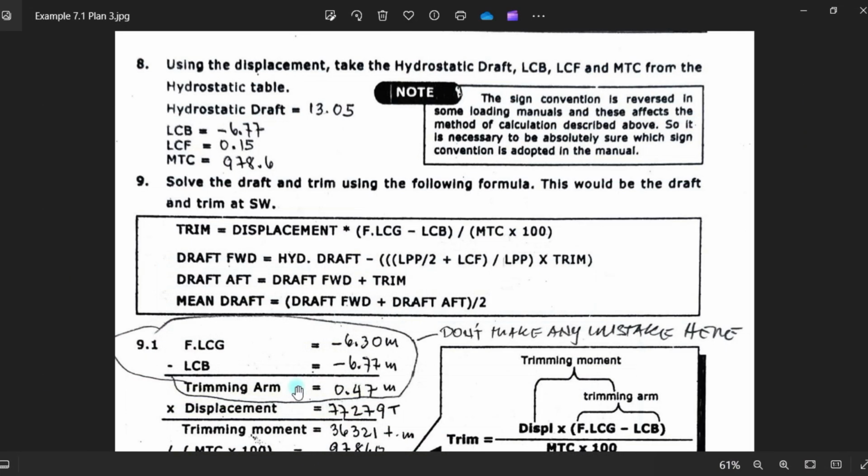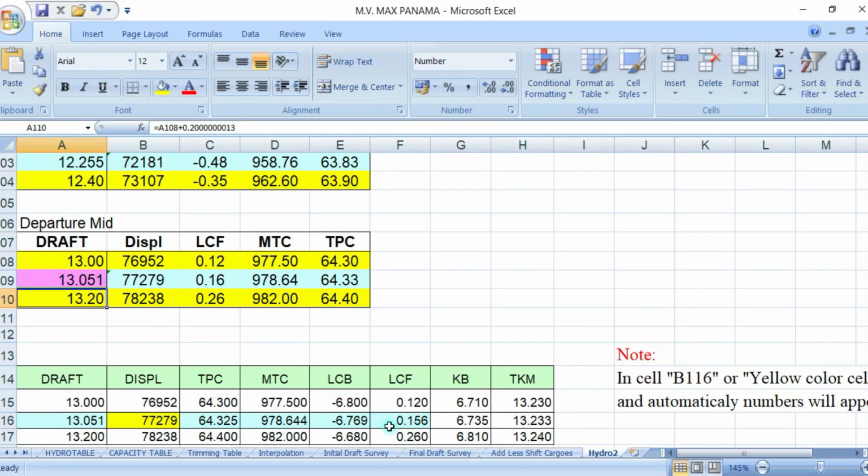Okay, and MTC is 978.6. MTC is 978.64. Okay, so it is confirmed.